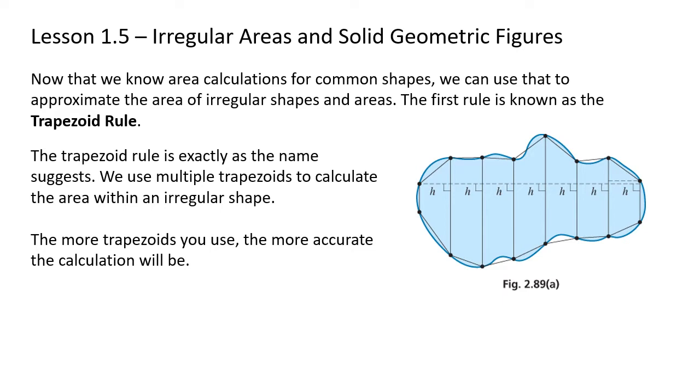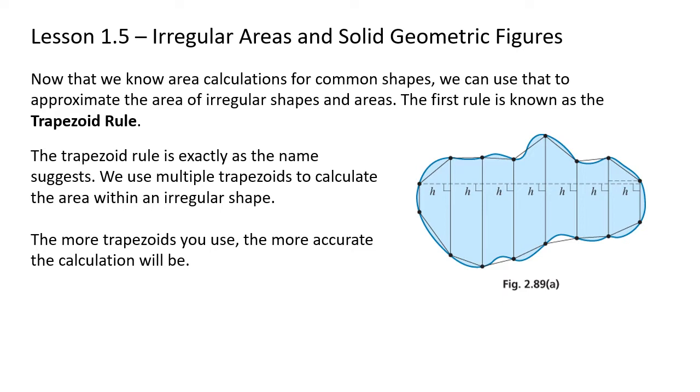So starting with irregular areas, okay, so we know calculations for common shapes. We talked about squares, rectangles, circles in our last lesson, as well as a trapezoid, okay? So this approximation, the first one we're going to talk about is known as the trapezoid rule, okay? And it's kind of exactly as the name suggests. It uses trapezoids to calculate the area within a shape.